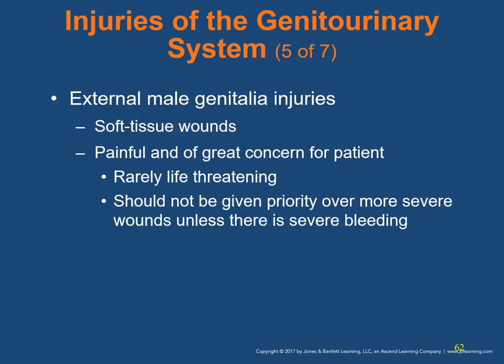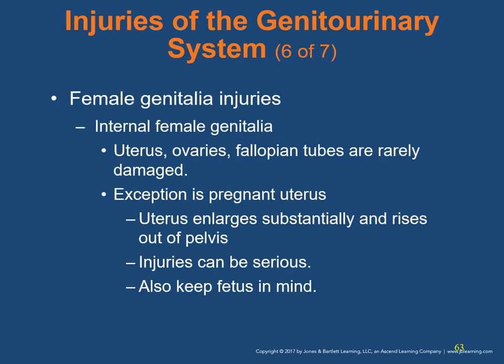External male genitalia injuries, soft tissue wounds, are painful and of great concern for the patient, but rarely life-threatening. They should not be given priority over more severe wounds unless there is significant bleeding. Female genitalia injuries, internal female genitalia. The uterus, ovaries, and fallopian tubes are rarely damaged. Small, deep in the pelvis and well protected. Exception is the pregnant uterus.